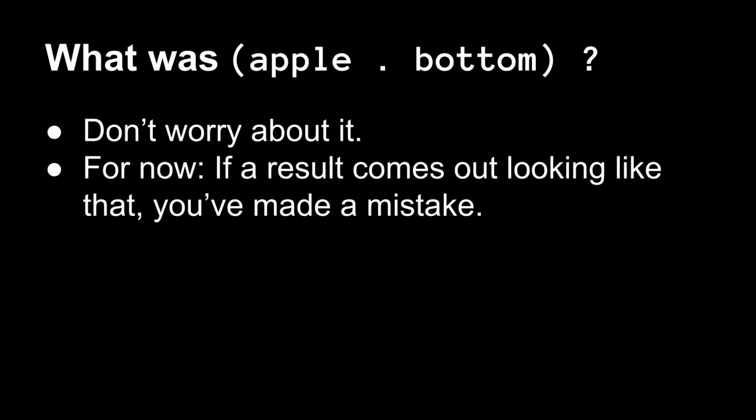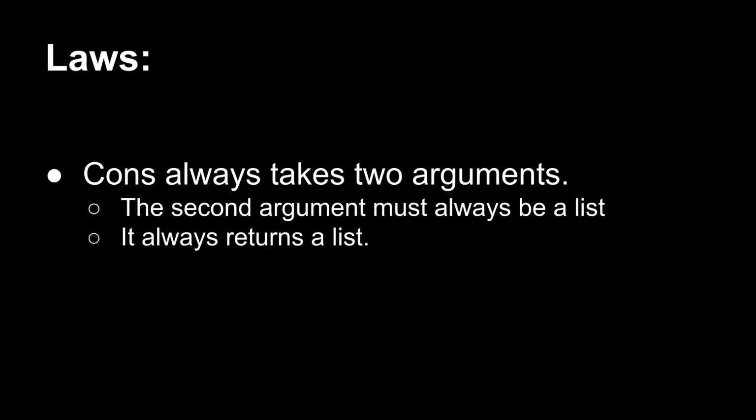In general, if you're getting lists that have this dot syntax to it, you've probably made a mistake. I recommend looking it up, but it's not necessary for you to know what this is. The best way to avoid it is just to follow this law. Cons always takes two arguments. The second argument is always a list, and cons always returns a list.